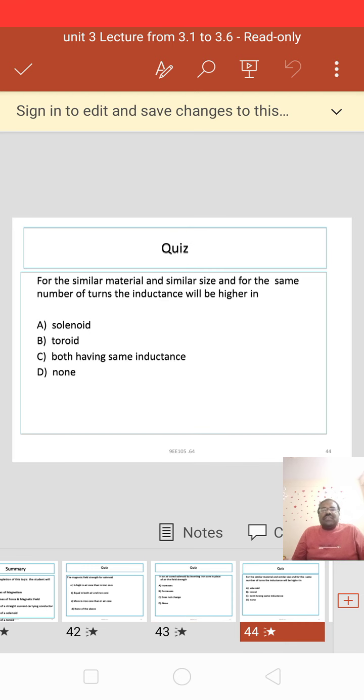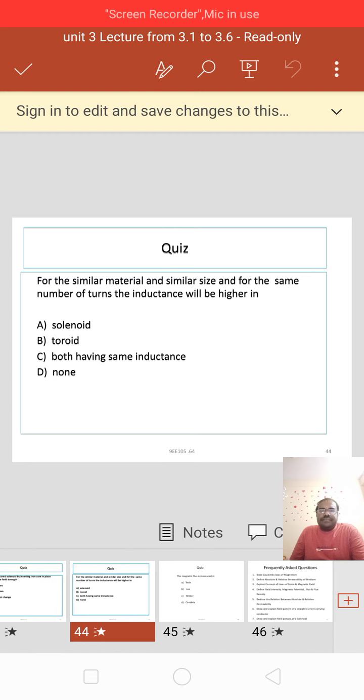Next one. For similar material, similar size and the same number of turns, the inductance will be higher in solenoid, toroid, both having same inductance, none. For similar material and similar size and the same number of turns, the inductance will be higher in both having same inductance.